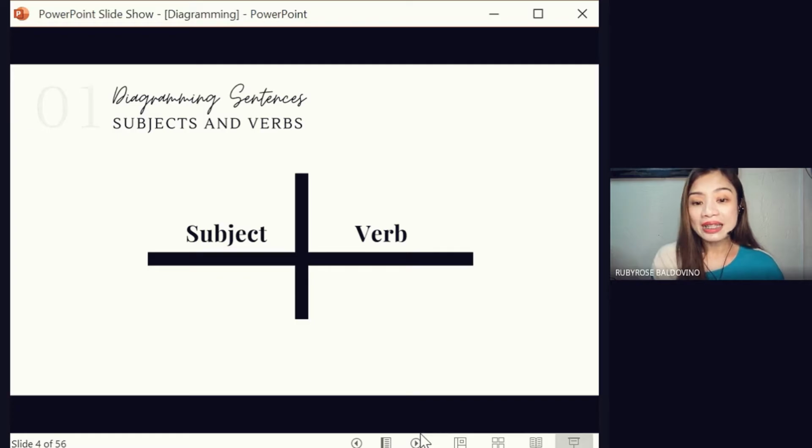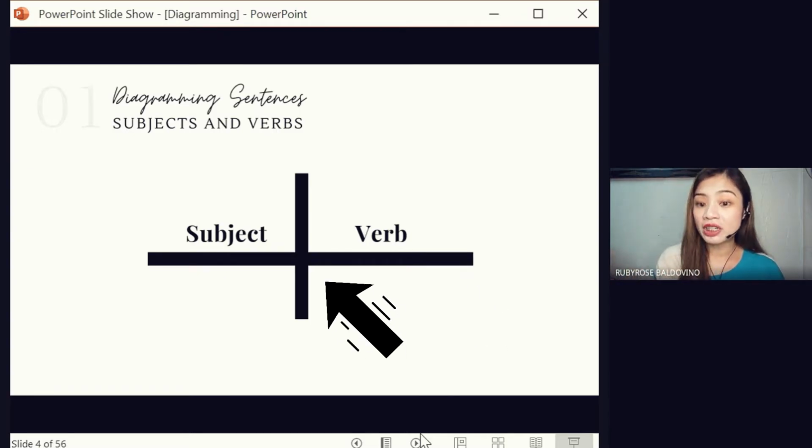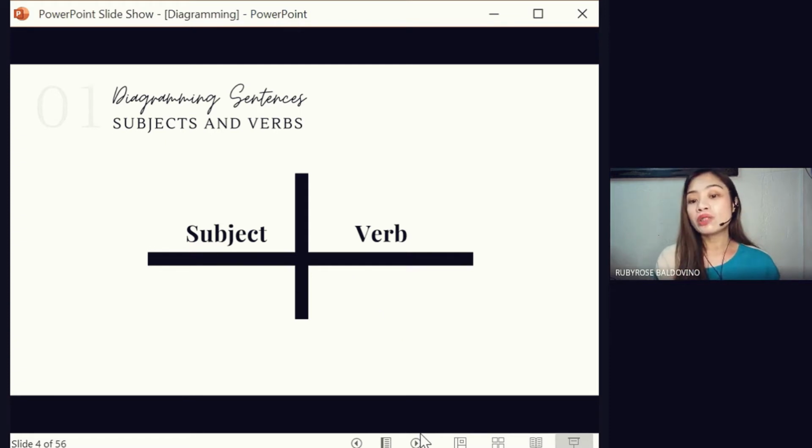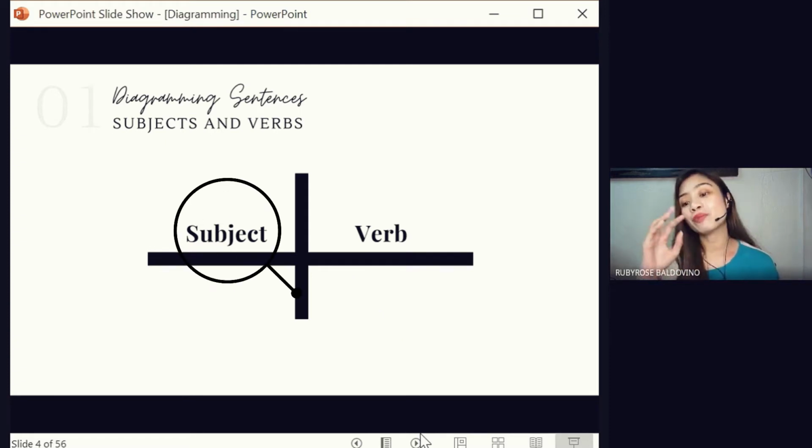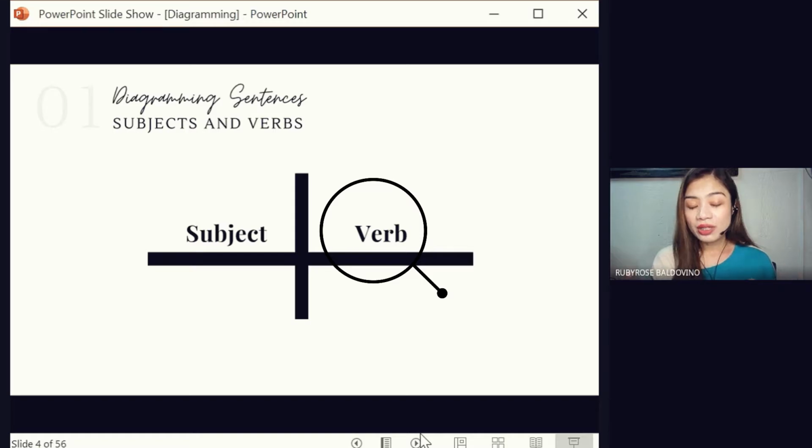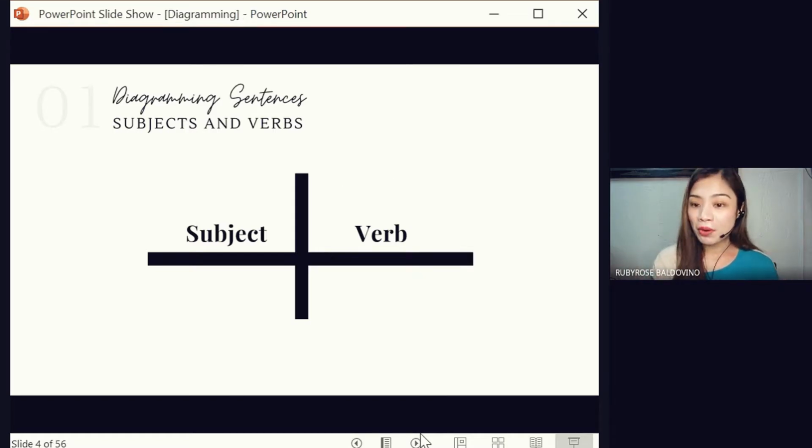Now, the simplest sentence diagram consists of 2 lines. You have to draw a horizontal line, then cut it in the center by a vertical line. The subject goes on the left side and the verb goes on the right side. This is something that you always have to remember. When we have sentences that we need to diagram, you always have to go and look for the subject and the verb. The subject always goes on the left side and the verb goes on the right side.